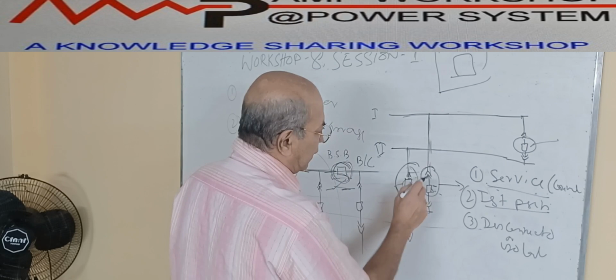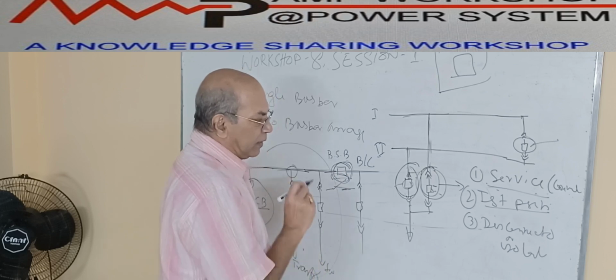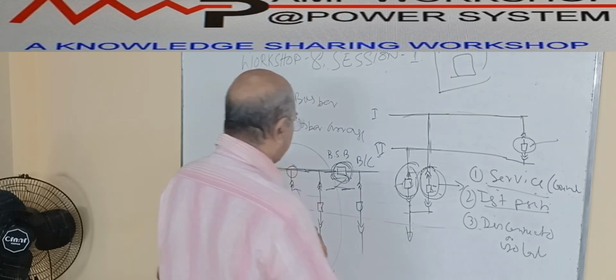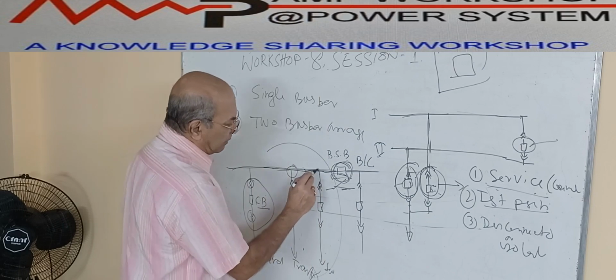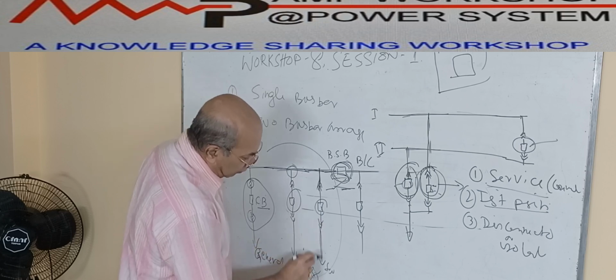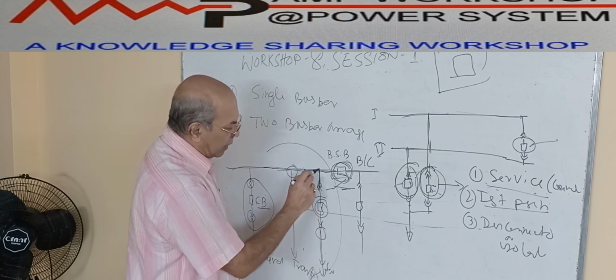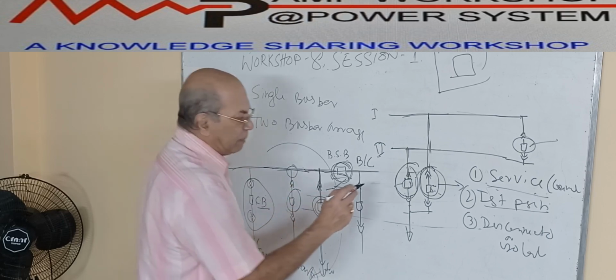In the service position, as I said, this circuit breaker is the main switching device. If you see in the circuit how it is connected, this is a bus bar. From the bus bar it is connected to the breaker, and from the breaker it is going to the field through a cable. So this circuit breaker handles the main power, so it has a power circuit.